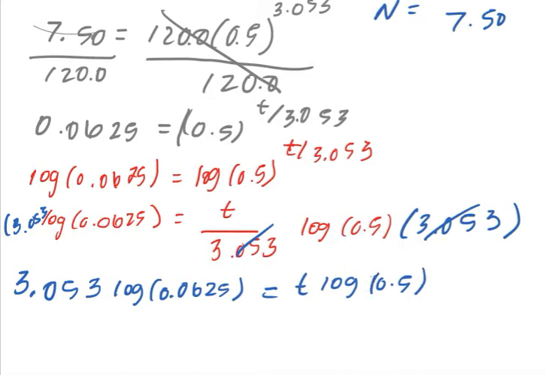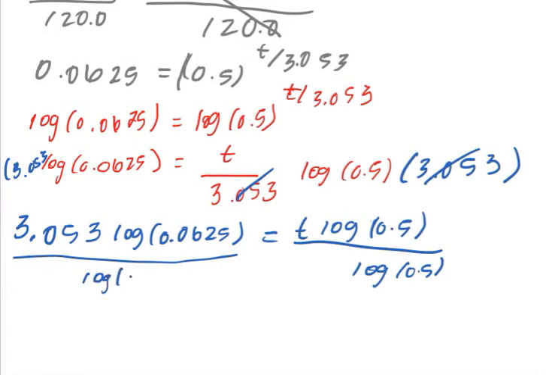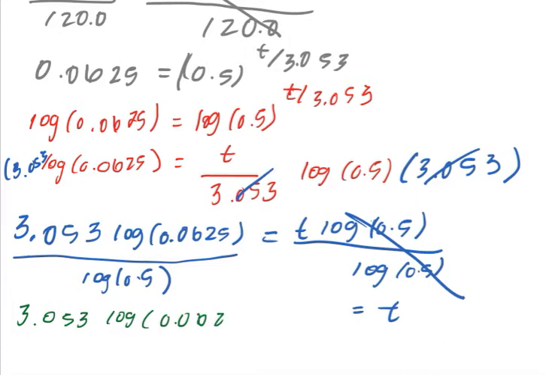Now I want to get this t alone, so I need to divide by what's keeping t from being alone, which is the log of 0.5. So I'll divide by the log of 0.5 on both sides, and these will cancel. I'll be left with t is equal to none other than 3.053 times the log of 0.0625 divided by the log of 0.5.